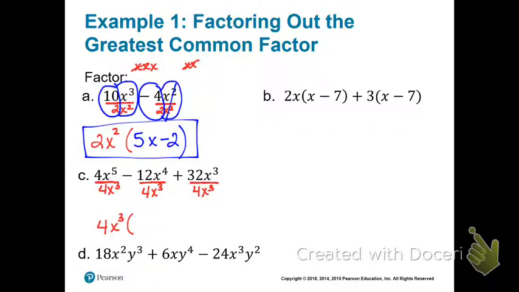And now we actually divide it. So we got 4 divided by 4, which cancels. We get x to the 5th divided by x cubed. Remember, keep your base, subtract your exponents. 5 minus 3 is 2.